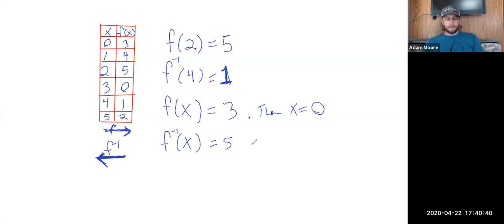If f inverse of some number is 5, then we're going to figure out what x number it was in the first place. So then we're like, oh, I know how f inverse works. F inverse takes numbers from the right and pushes them to the left. So what number on the right ends up pushing over to the left to give you a 5 on the left?